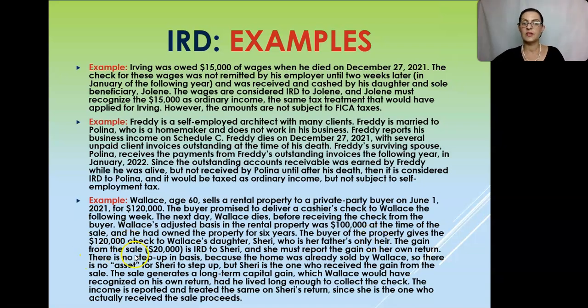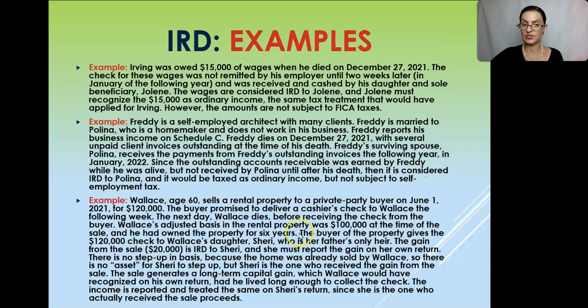The gain from the sale, $20,000, is IRD to Sherry. There's no step up in basis here because she didn't actually inherit the rental property. He'd already sold it. So it's treated as IRD and it has the same tax treatment that it would have received to Wallace on his tax return, but he didn't get the money before he died. So Sherry actually got the check and she has to report it basically the same way that Wallace would have reported it. So the gain from the sale is capital gain.